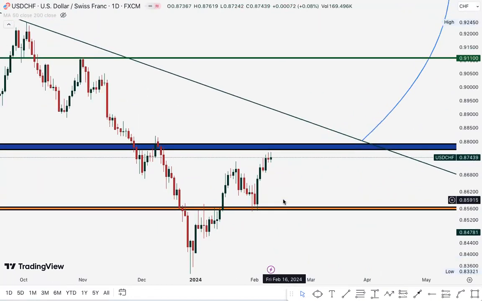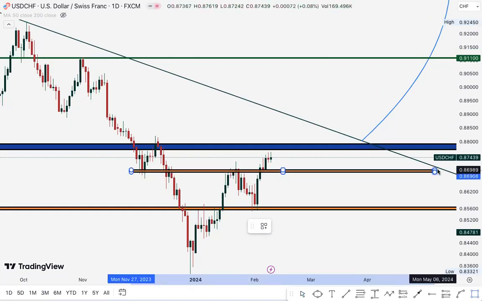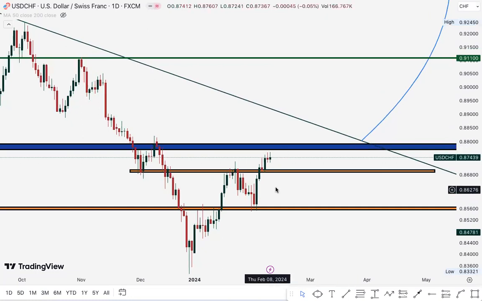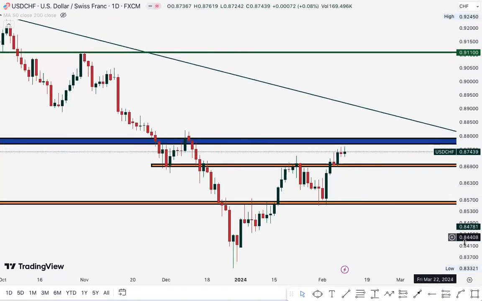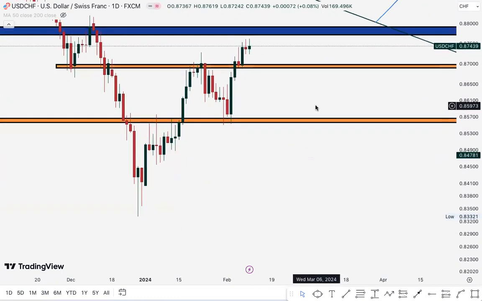So the only thing that might convince me to start buying this guy is for us to clear this level, this trend line and this supply level here. However, if I do see us break back below this level, then I'll definitely hop on a trade all the way down back to this 0.85700.